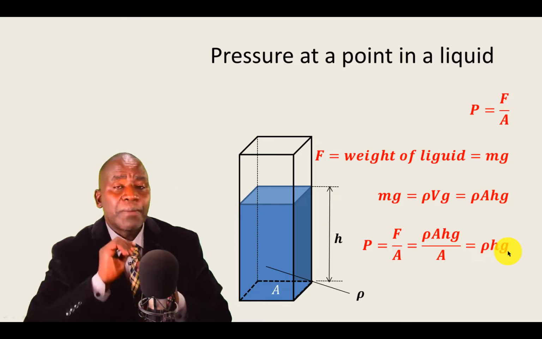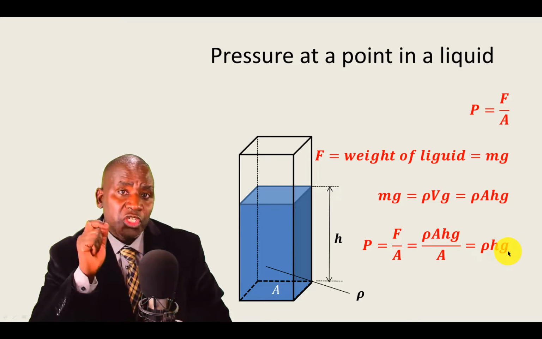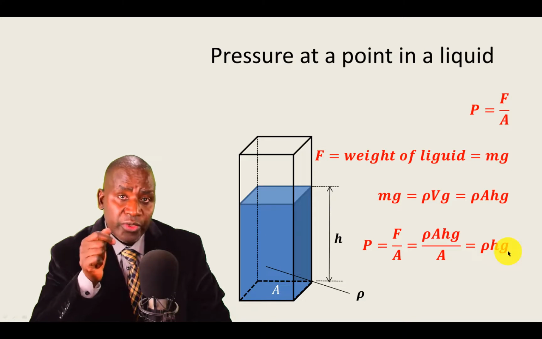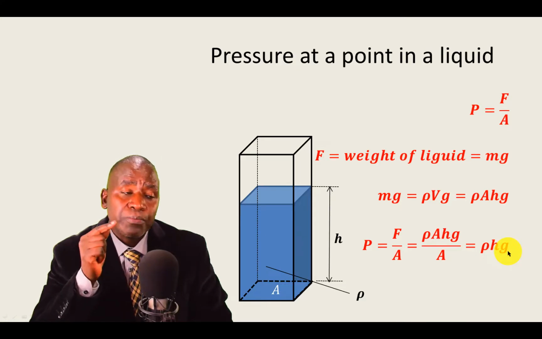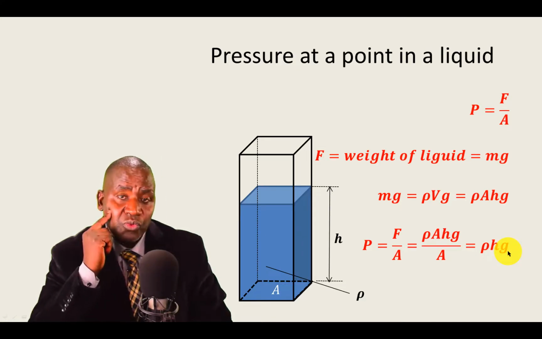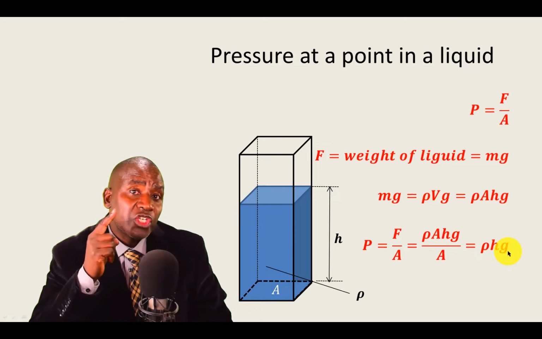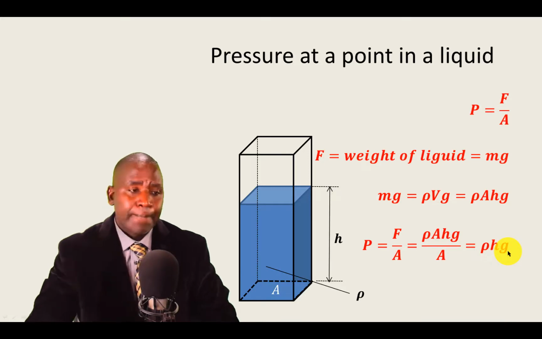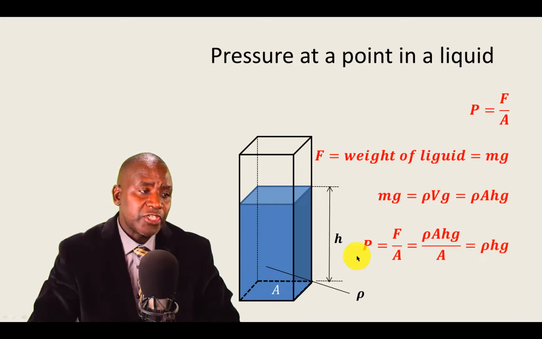Of course, this is the pressure at that point due to the liquid alone. At the end, we are going to look at how we calculate the actual pressure at that particular point, which also includes pressure due to the atmosphere. Now at this point, we can look at factors affecting pressure at a point in a liquid. And they are here: the density, the depth, and the value of the gravitational field strength.